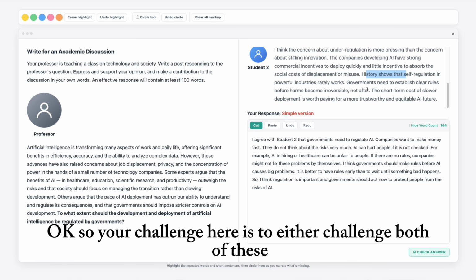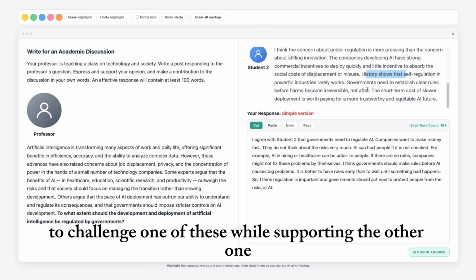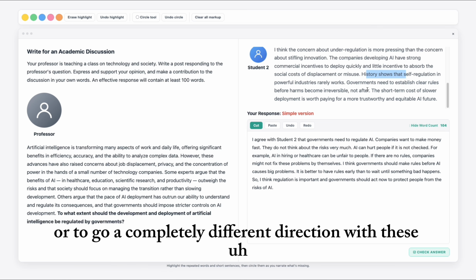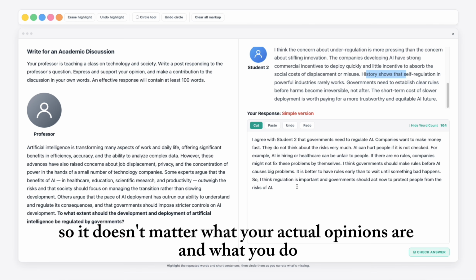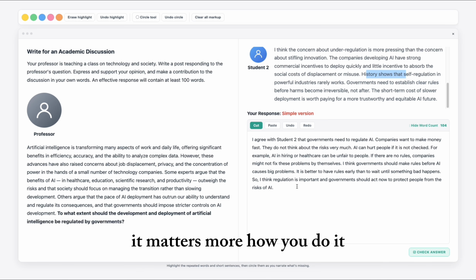Okay, so your challenge here is to either challenge both of these, to challenge one of these while supporting the other one, or to go a completely different direction with these. Any of those are appropriate setups for this. So it doesn't matter what your actual opinions are and what you do. It matters more how you do it. So let's take a look at this one.